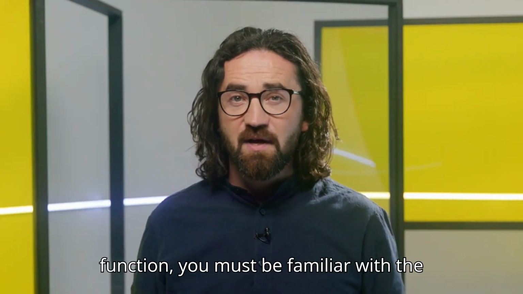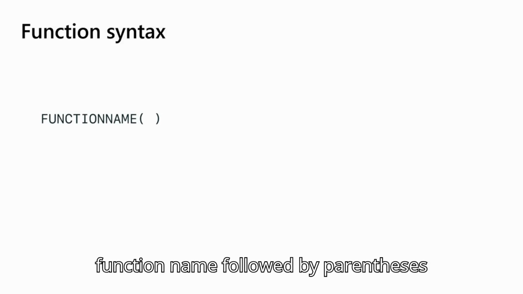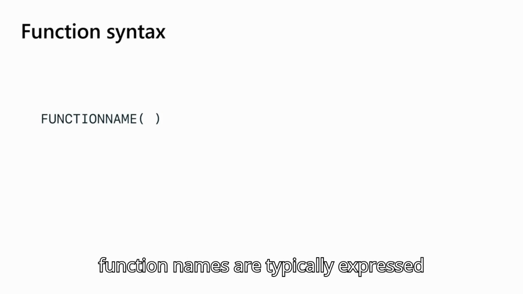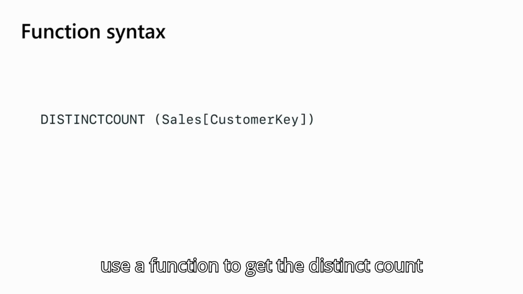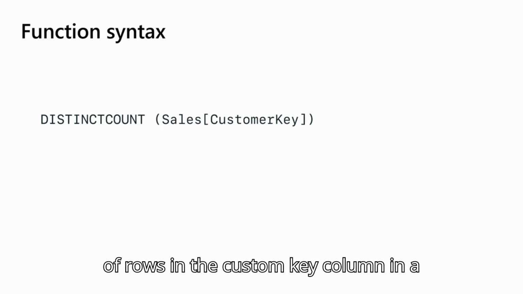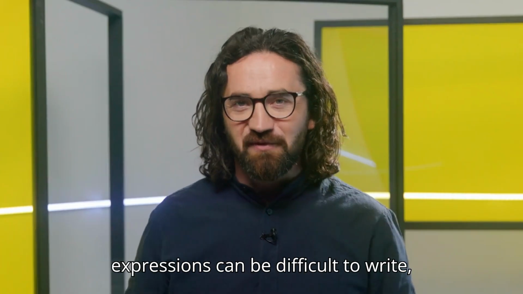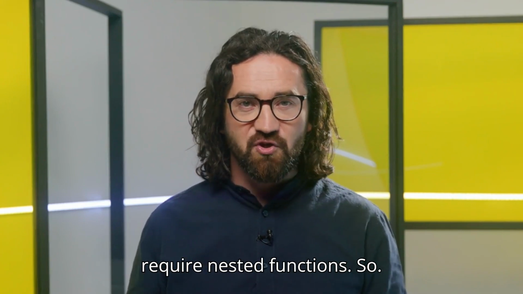To create a function, you must be familiar with the syntax. A function begins with the function name, followed by parentheses containing the function's parameters. DAX function names are typically expressed using capital letters to help differentiate them from table and column names. For example, AdventureWorks could use a function to get the distinct count of rows in the custom key column in a table named sales. DAX expressions can be difficult to write, particularly complex calculations which require nested functions.